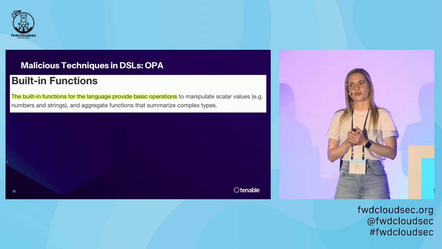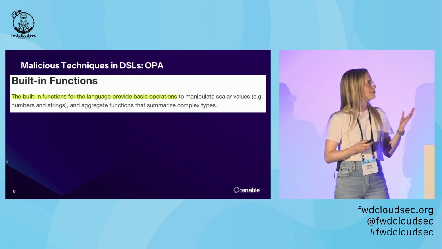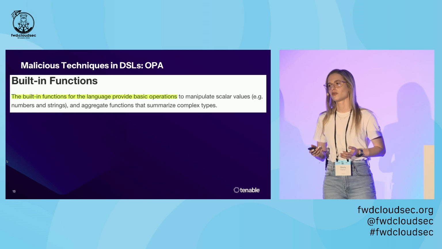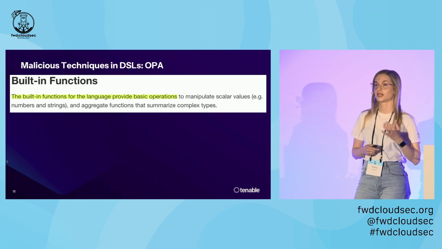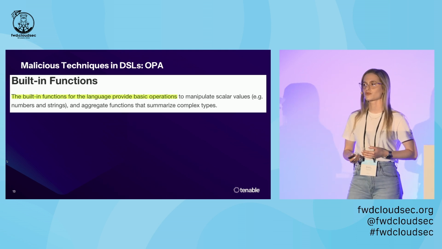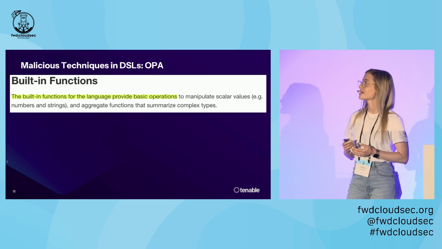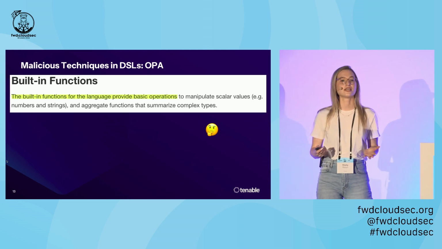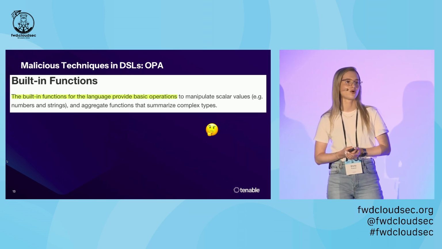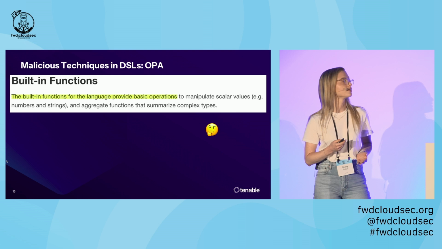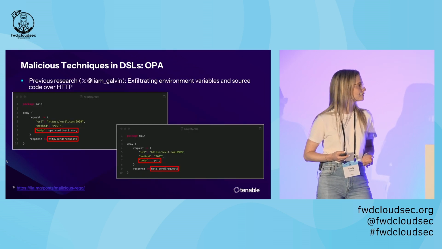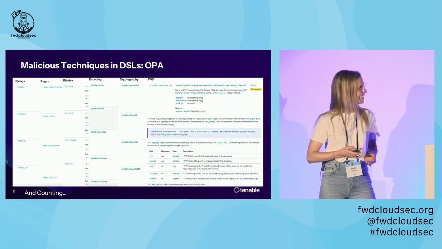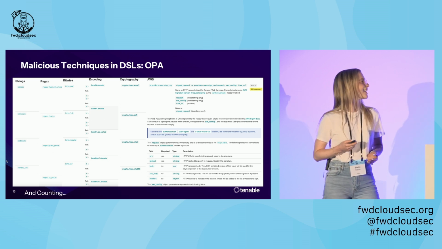When I started researching OPA, I ran into these built-in functions. They handle basic tasks like manipulating strings and numbers, as well as more advanced tasks like signing requests to AWS. And I found these interesting for my research. So how many are there? Well, sorry, quite a lot.